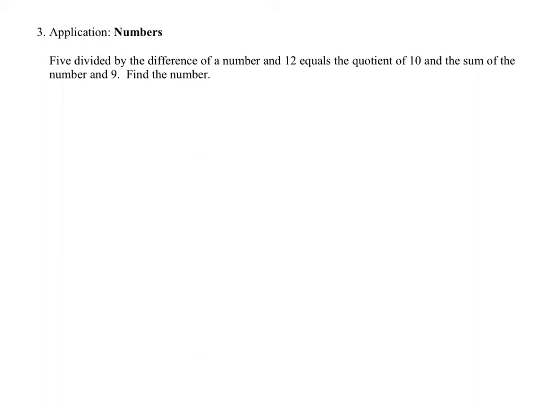Okay, this is an application using numbers. 5 divided by the difference of a number and 12 equals the quotient of 10 and the sum of the number and 9. Find the number. Okay, here we go. Let's do it in blue.